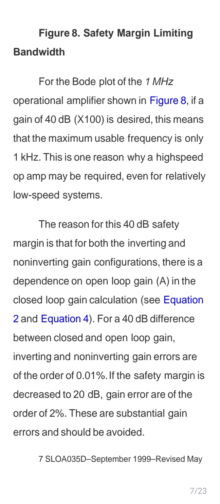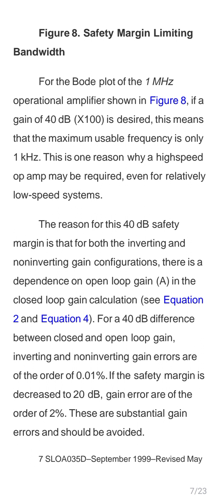The reason for the 40 dB safety margin is that it applies to both inverting and non-inverting gain configurations. There is a dependence on the open loop gain and closed loop gain. It is a calculation for the 40 dB difference between the closed loop and the open loop gain. For the inverting and non-inverting gains, the error is of the order of 0.01%.